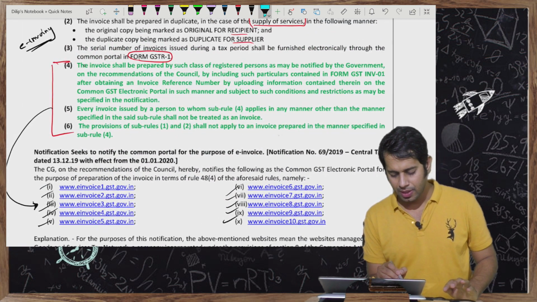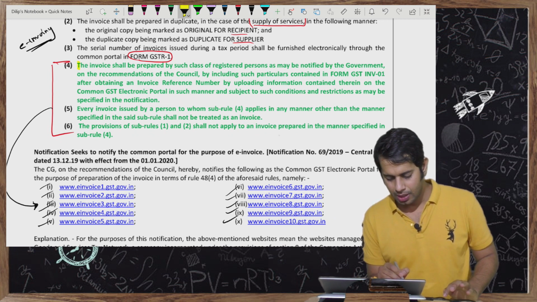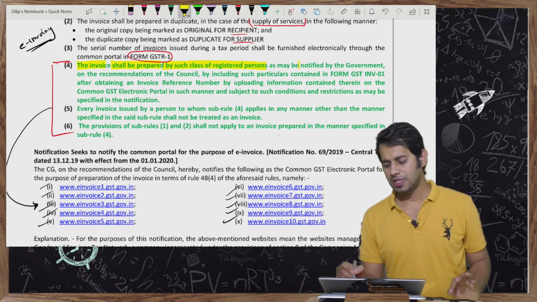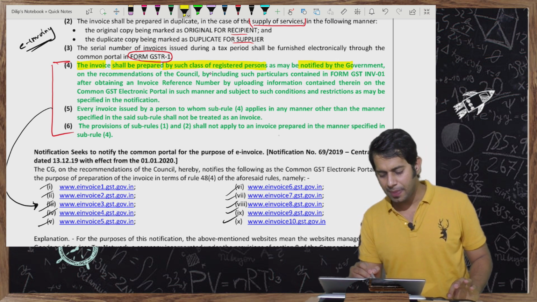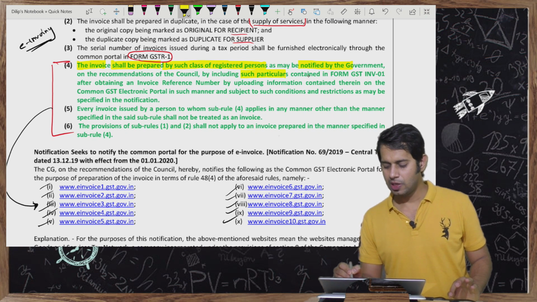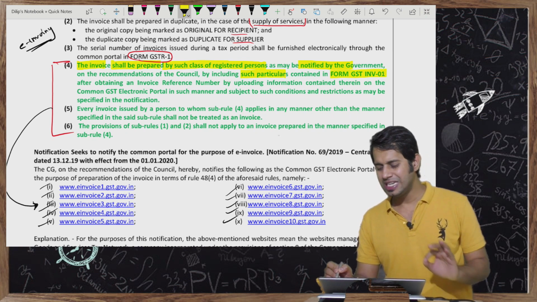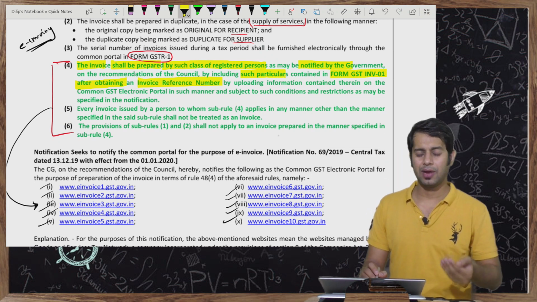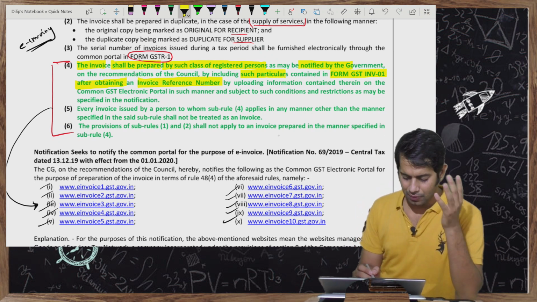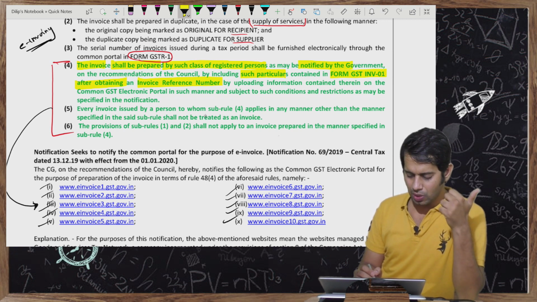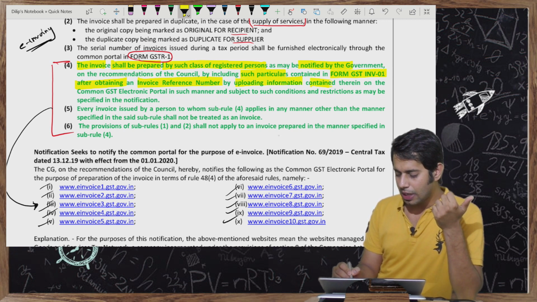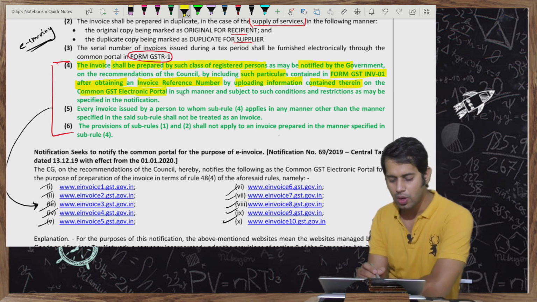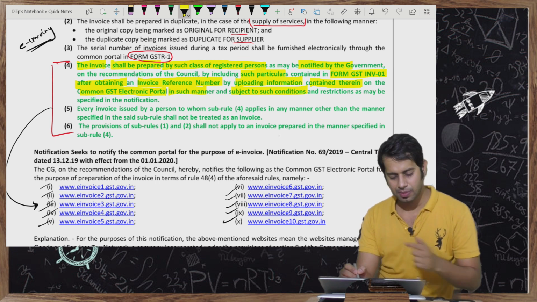Now what is this point telling? The invoice shall be prepared by such class of registered person as may be notified by the government on the recommendation of council by including such particulars contained in form GST INV-01 after obtaining invoice reference number. Once you generate an e-invoice, you will get something called invoice reference number by uploading the information contained therein on the common GST electronic portal in such manner and subject to such conditions as may be prescribed.